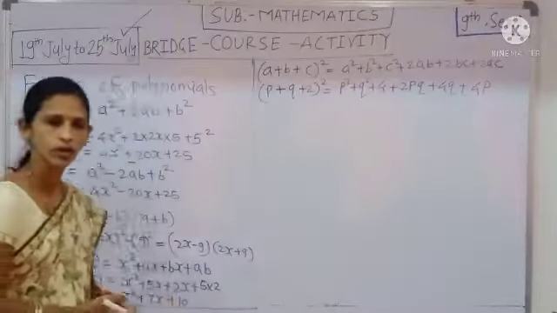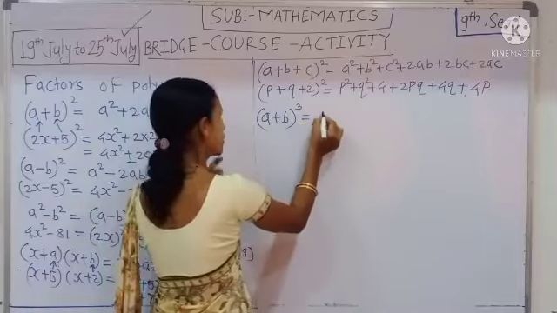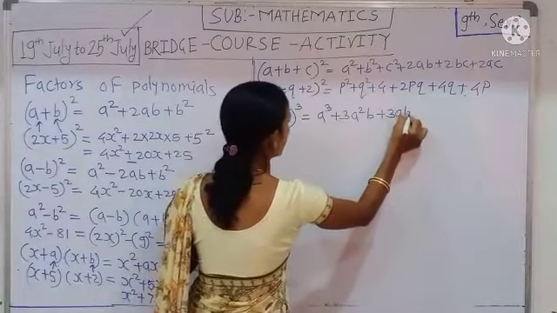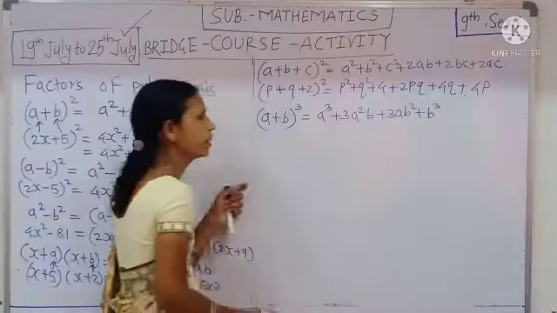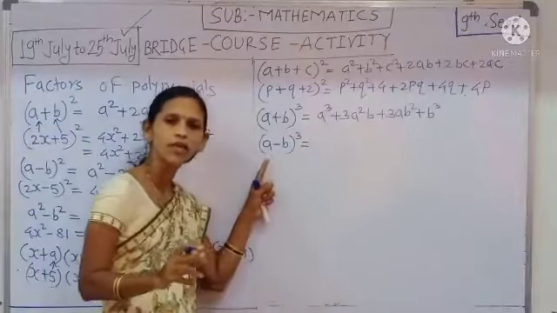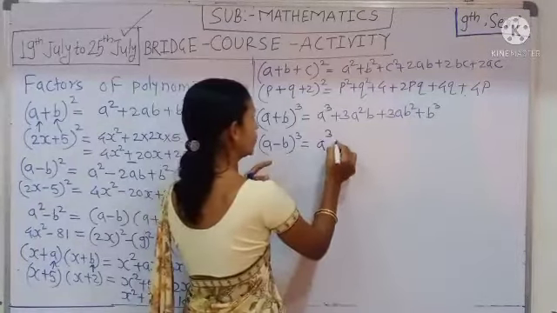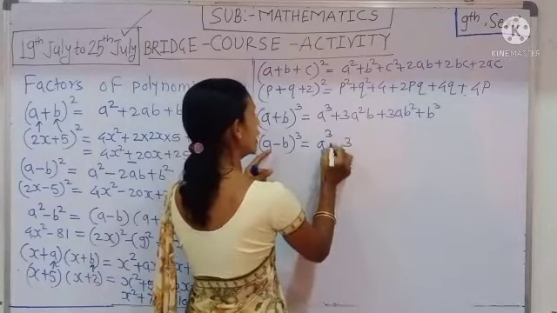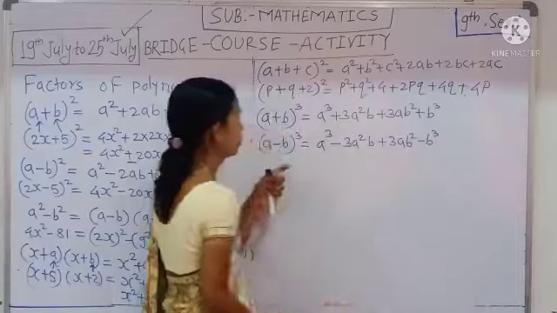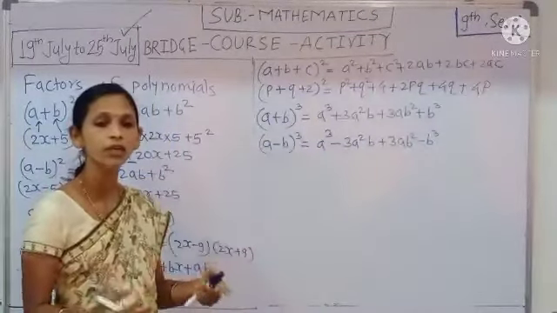Then a few more algebraic expressions are there which are in the form of a cube, that is (a plus b) whole cube. Here the expansion is a cube plus 3a square b plus 3ab square plus b cube, as well as (a minus b) whole cube. Here (a minus b) whole cube also expands like this, that is a cube minus 3a square b plus 3ab square minus b cube. We can write the expansion of these types of algebraic expressions which are given in the cube form.